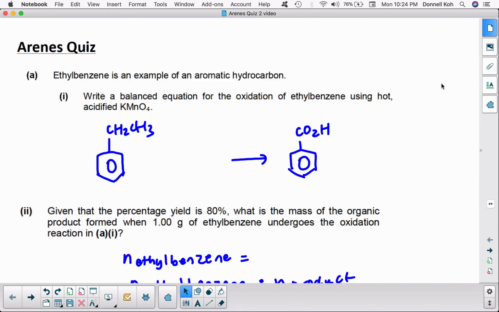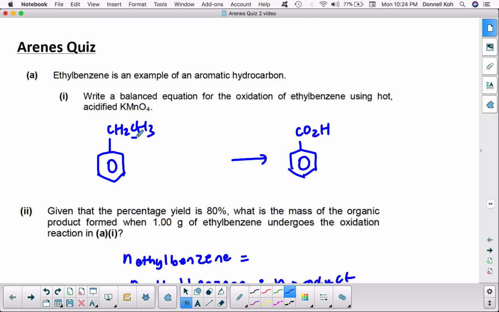Let's answer the questions from the Arenes Quiz. Ethyl benzene is an example of an aromatic hydrocarbon. Write a balanced equation for the oxidation of ethyl benzene using hot acidified KMnO4. So this is how you balance it. Ethyl benzene will be oxidized to benzoic acid.